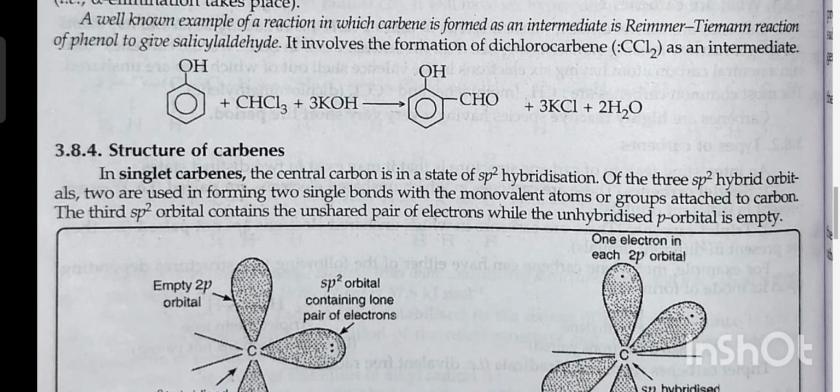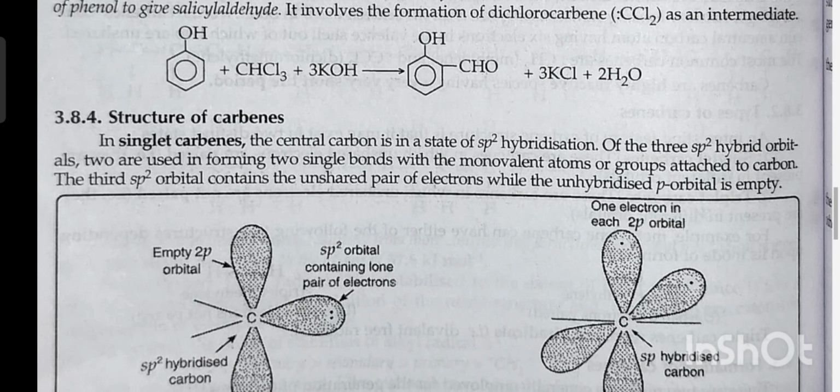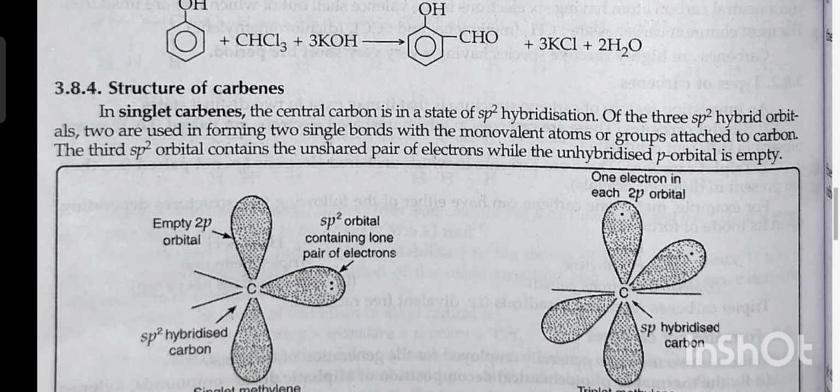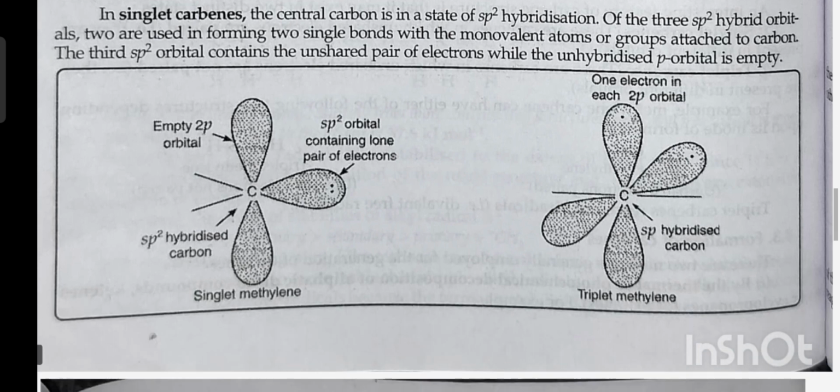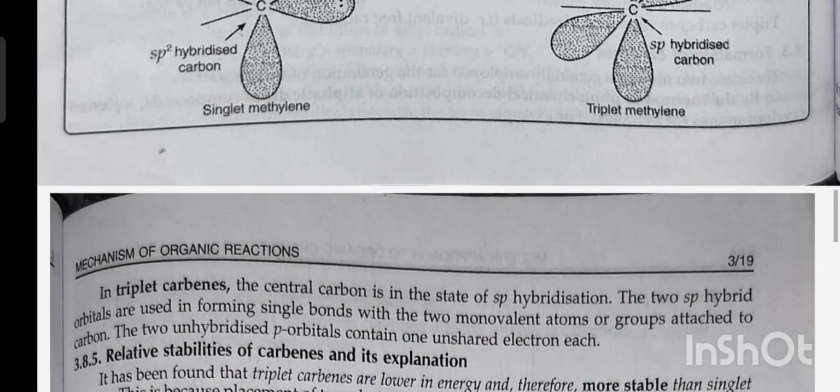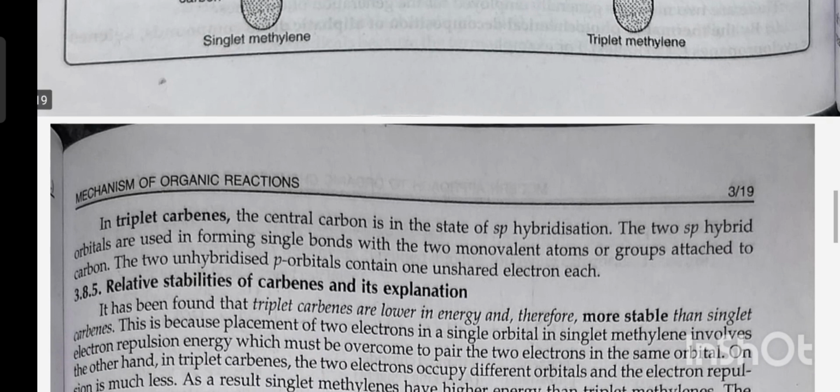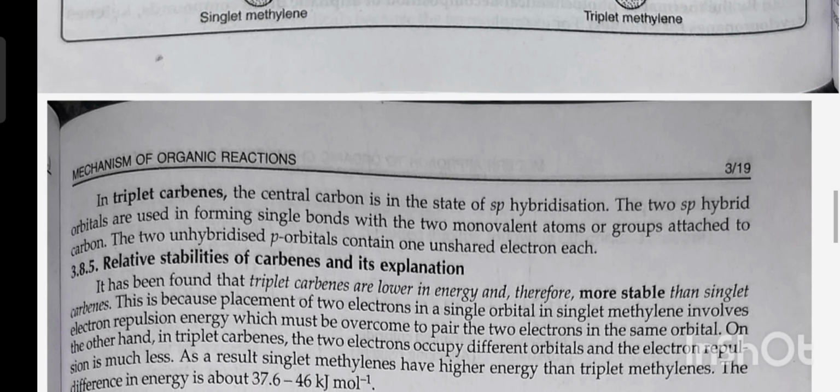Structure of carbene. In singlet carbene, the central atom is in a state of sp2 hybridization. Of the 3 sp2 hybridized orbitals, two are used in forming two single bonds with the monovalent atom or group attached to the carbon. The third sp2 orbital contains the unshared pair of electrons, while the unhybridized p orbital is empty. In triplet carbene, the central atom is in the state of sp hybridization. The two sp hybridized orbitals are also used in forming single bonds with the two monovalent atoms or groups attached to the carbene. The two unhybridized p orbitals contain one unshared electron each.